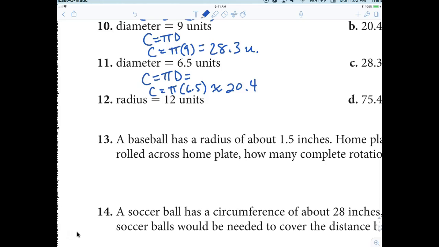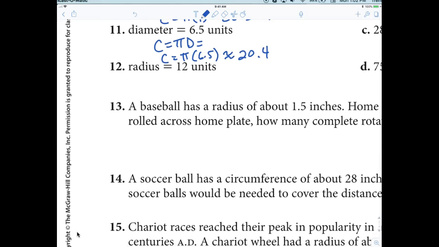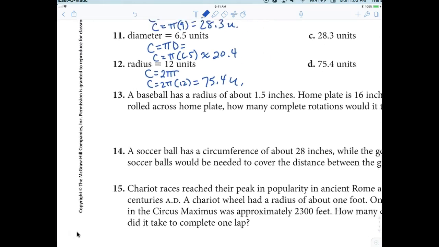All right, Miles, number 12. The radius is 12 units. So you would do 2 times pi times 12. Right. Tell me what that is. 75.4. Anybody else get that? All right, everybody agree that's not that hard, right? Now we're getting to the word problems, which are generally a little bit harder.